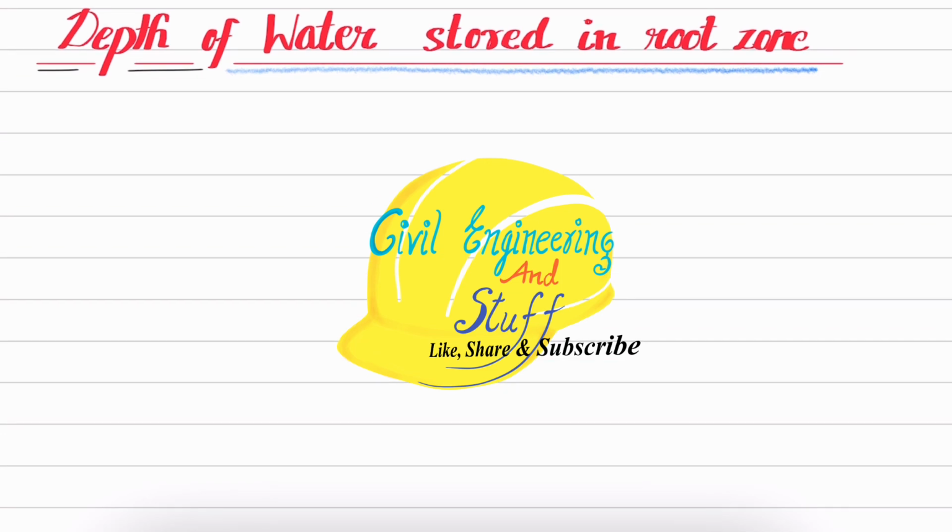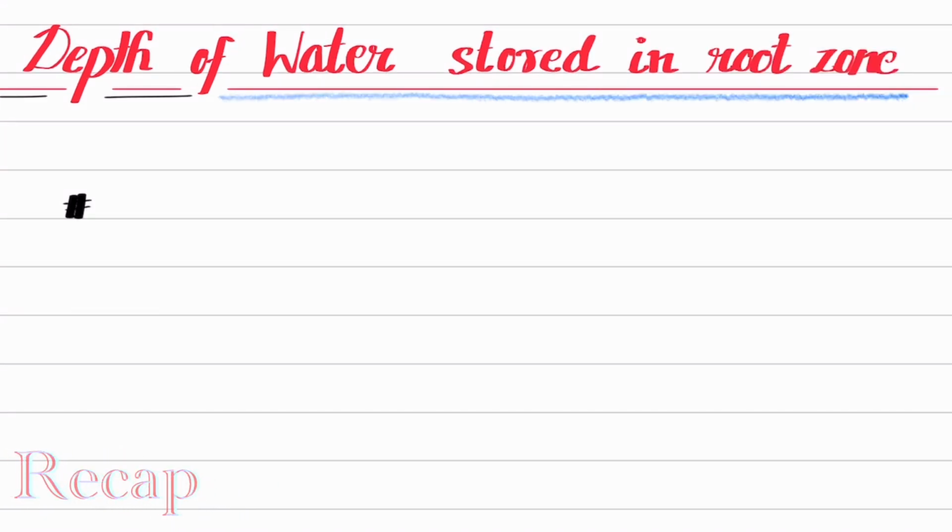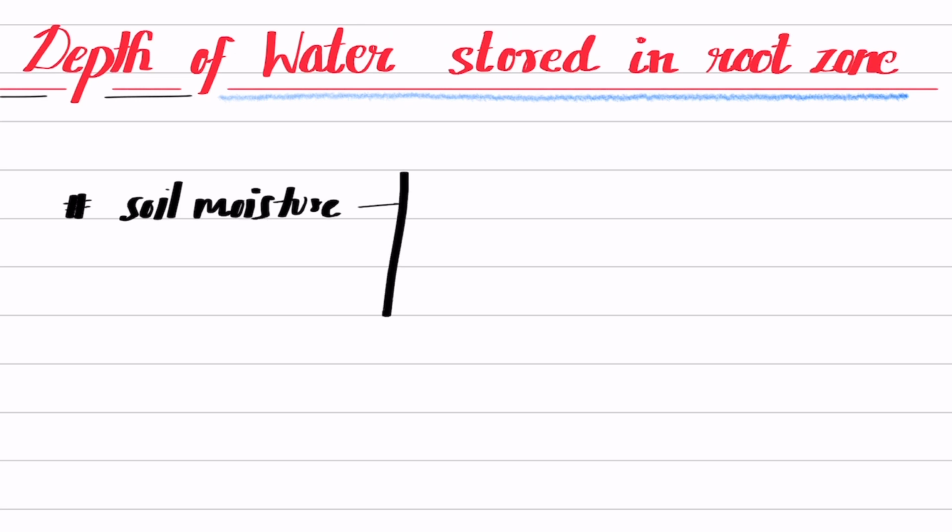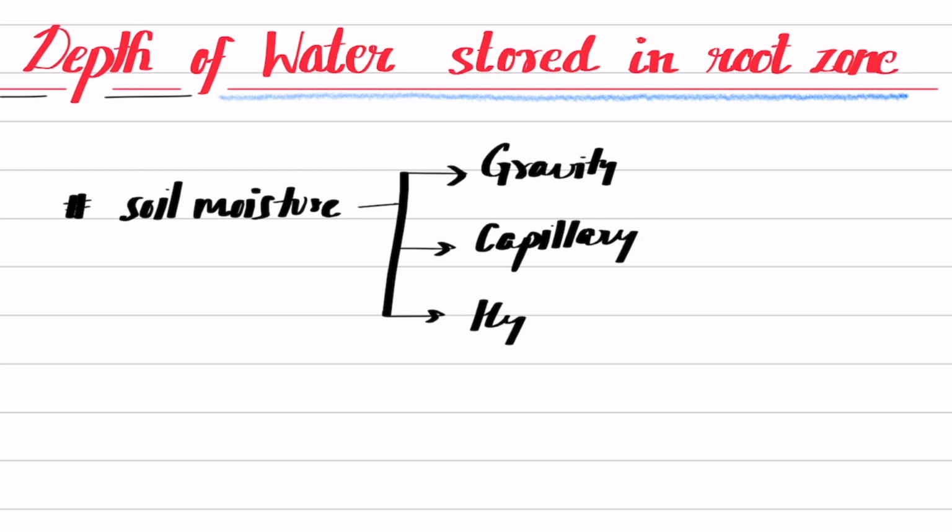All right. So in the previous lecture, we discussed the moisture content of soil, and there we discussed that the soil moisture available in the soil is generally of three types. That is, we have the gravity water, we have the capillary water, and then we have the hygroscopic water, right?